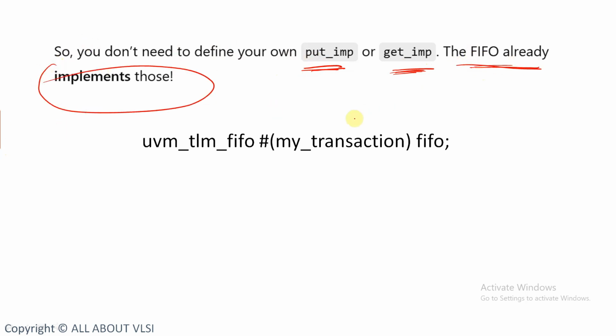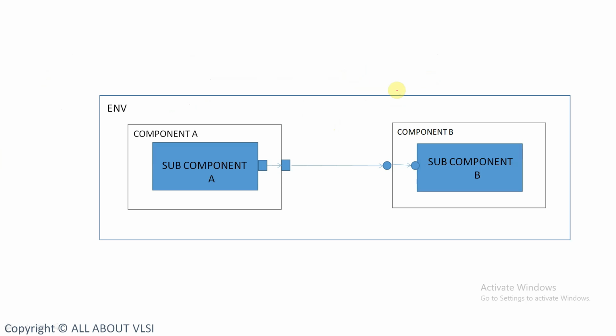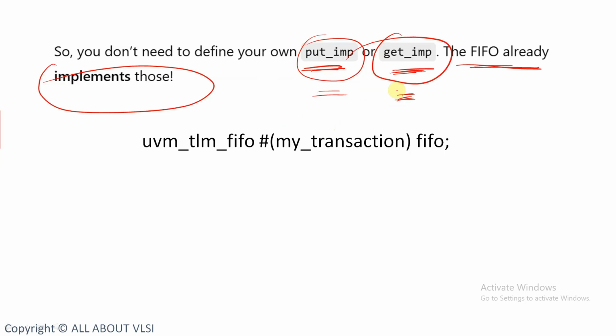So what is your duty? Just declare the ports with your component, and you can use this FIFO, so you don't need to write the implementation ports. You just use the FIFO. If we are using this FIFO, we are not going to implement or use the implementation ports. Let's see an example of how we are going to use this and how we are going to connect them using EDA Playground.